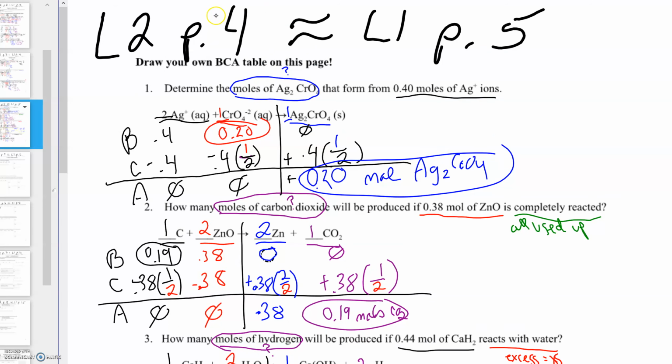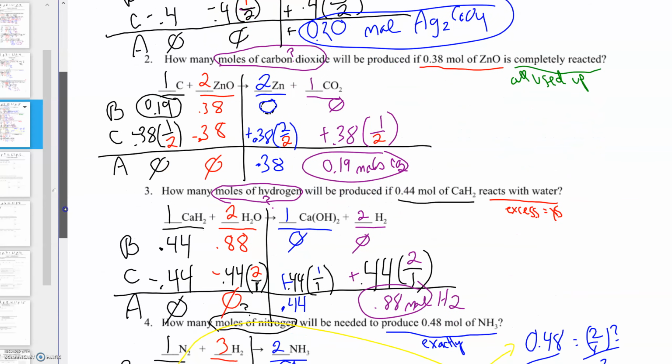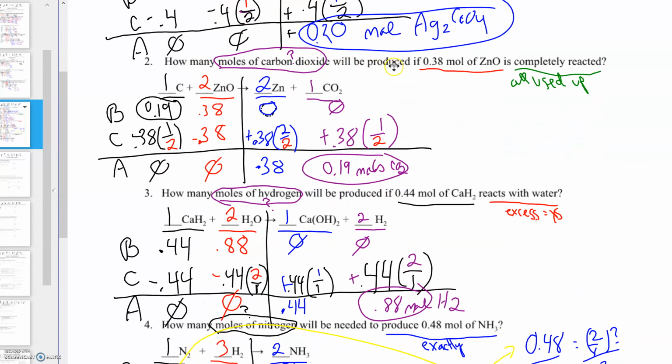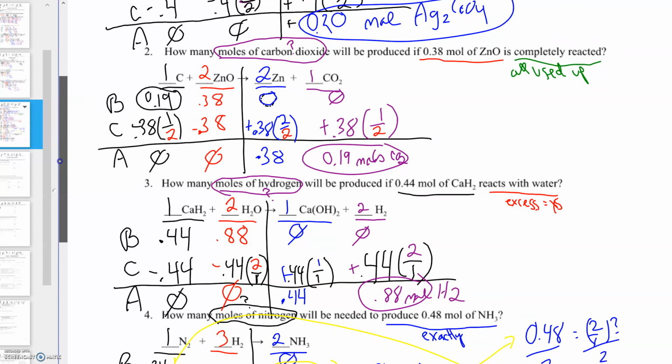Number 1, how many moles of the silver chromate will form? 0.20 moles. Look at your work right here. There's my mole ratio. Type it into your calculator, you get 0.20. Number 2, how many moles of CO2 will be made? Okay, so we're focusing on the CO2 column. Started with none. The coefficient is 0.38. Then the mole ratio of the unknown carbon dioxide to the known zinc oxide, 1/2. So 0.38 times 1/2. 0.19 moles of CO2 is produced. Check your other work too. Make sure those numbers came out okay.